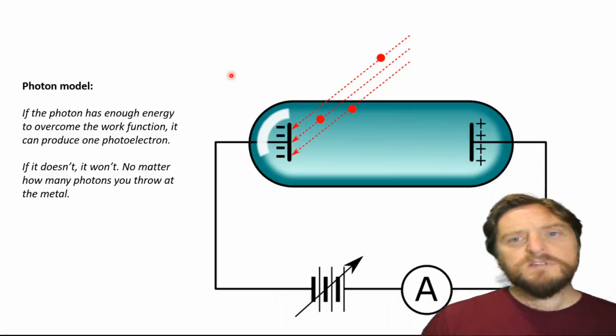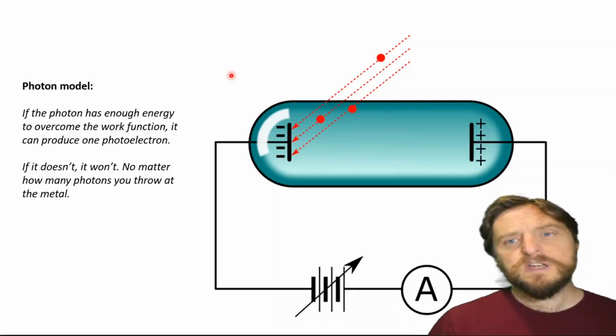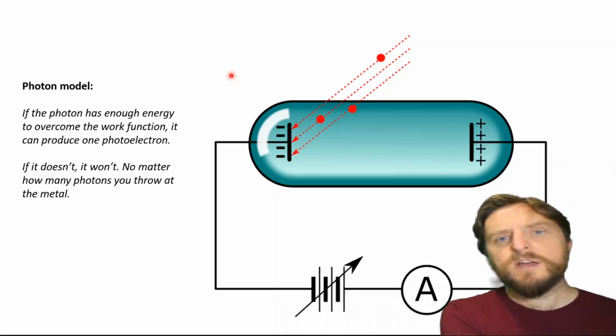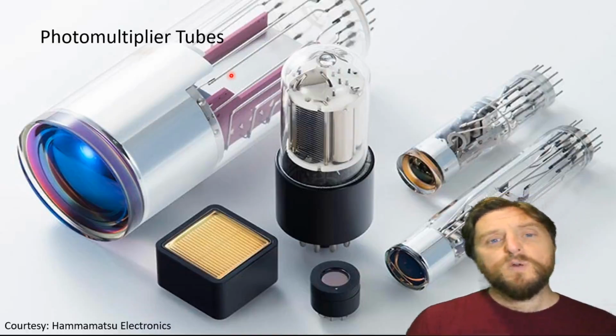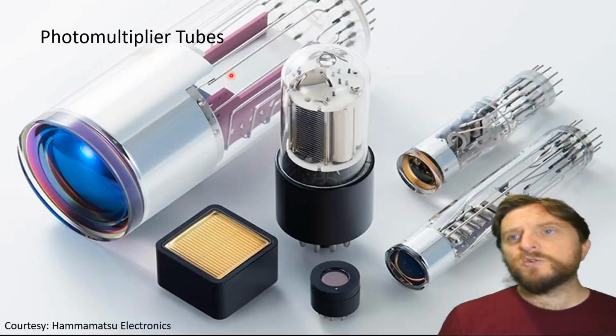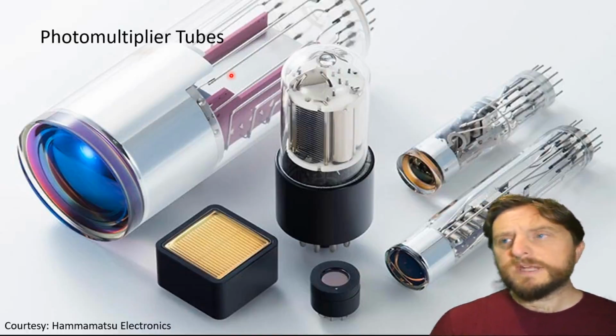So right away there is an application for this technology, and one of the first optoelectronic components that was ever created was based on this method, and it's called the photomultiplier tube. You can still get them now.